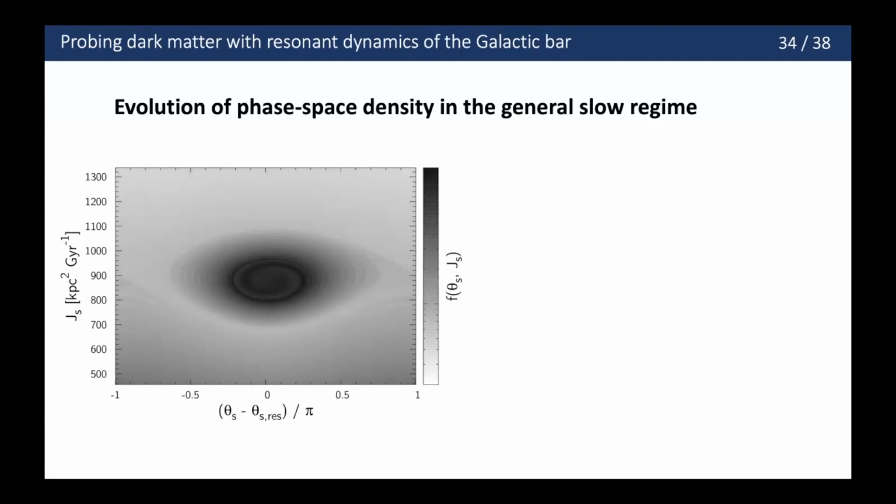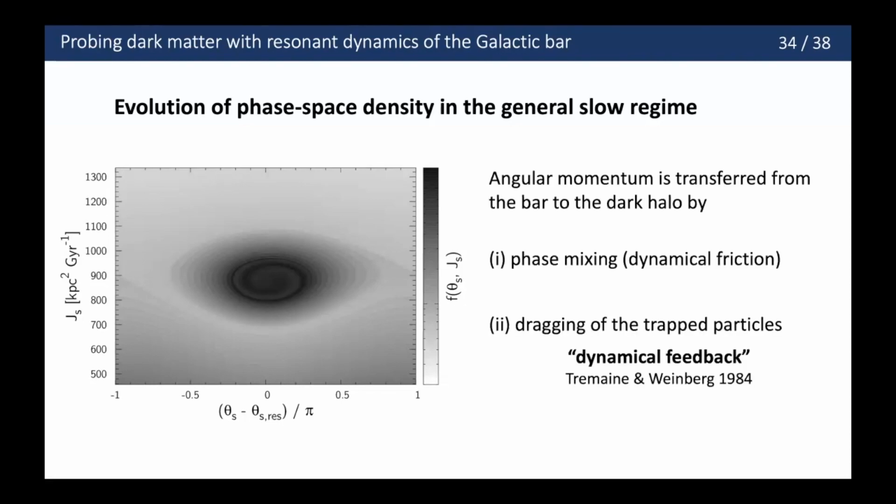So when we were modeling the bar's evolutionary history, we were interested in how the property of the stars varies with distance to the resonance center. But now we are studying dynamical friction, so we are interested in how net angular momentum is transferred by this process. And basically, there are two mechanisms, right? We can classify the mechanism into two. So one is that angular momentum is transferred by the mixing, right? Both inside and outside resonances. And this causes dynamical friction.